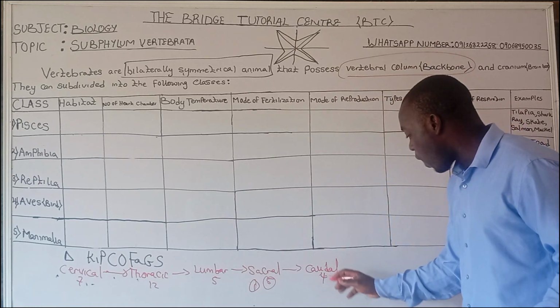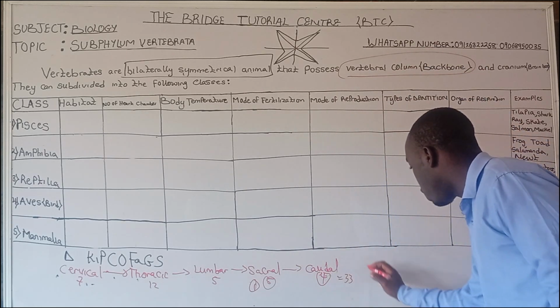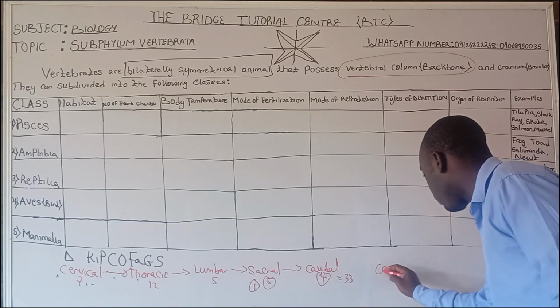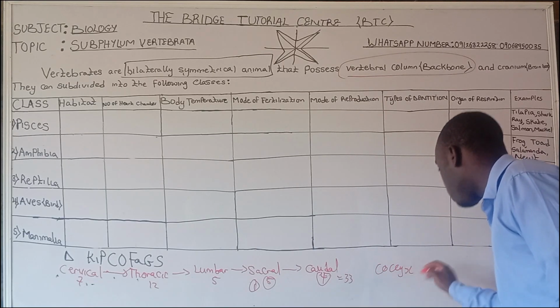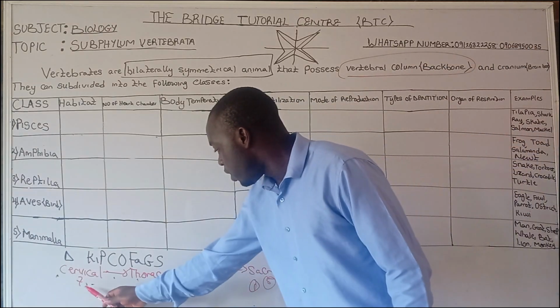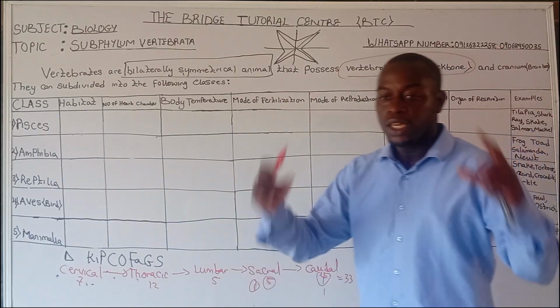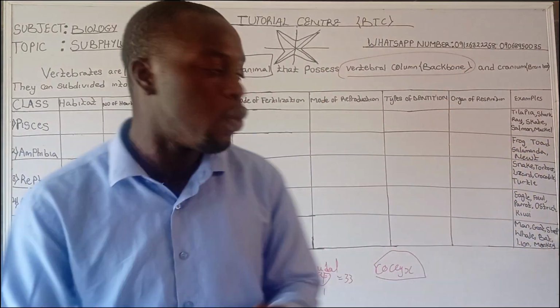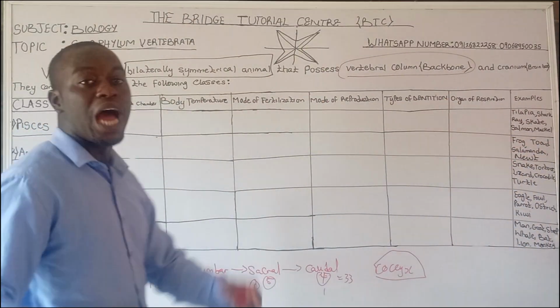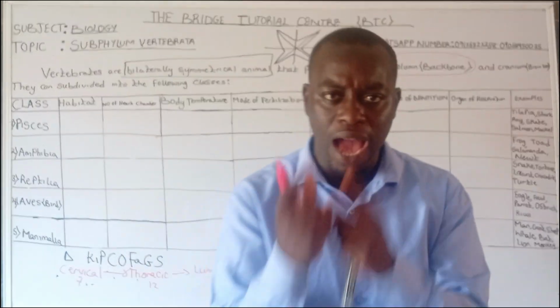And cauda can fuse together to form something called coccyx. So this is a very common question. The cauda fuse together to form something called what? Coccyx. So you have something like this, and it will now be 1. So if you add everything now, 7 plus 12, that's 19, 24, 25, 26. So that's another way to count the number of the vertebral column. So don't forget the function of your vertebral column is to protect the spinal cord.